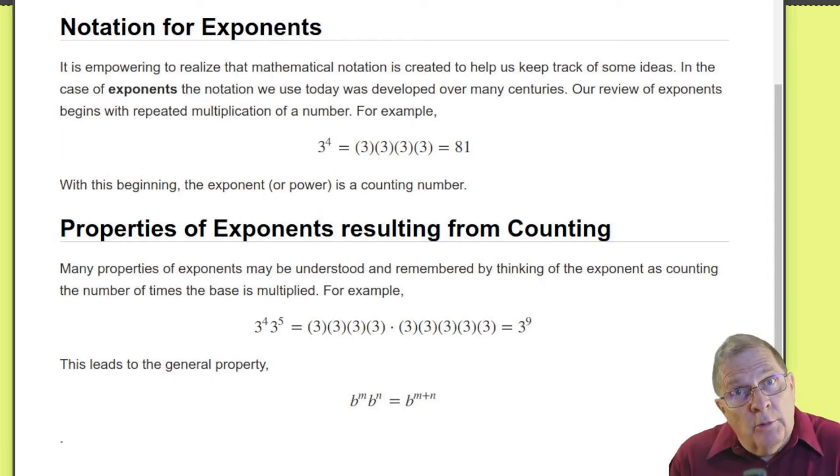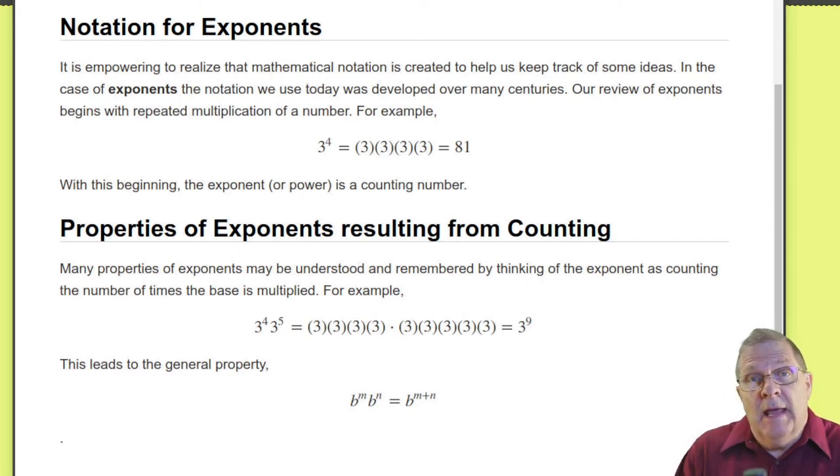This leads to the general property that b raised to the m power times b raised to the n power is going to be b to the m plus n power. It's just a matter of counting up how many times b is multiplied together. That's the way to remember that particular property.